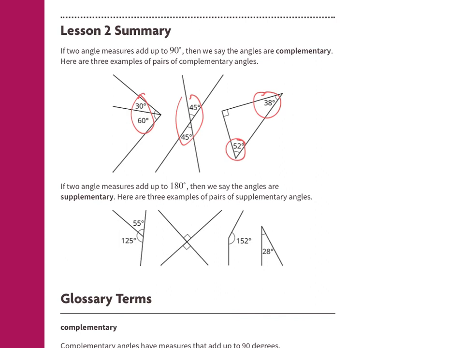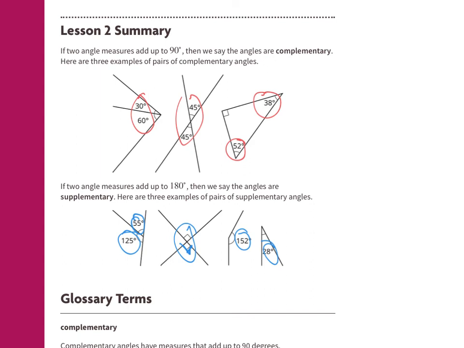If two angle measures add up to 180, then we say the angles are supplementary. Here are 3 examples of pairs of supplementary angles. So now, 55 plus 125 is 180, 90 plus 90 is 180, and then 152 plus 28 is 180. Now, if you see these little squares right here, that means 90 degrees, okay? So there you have it.